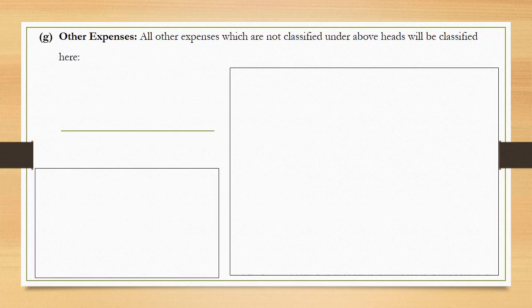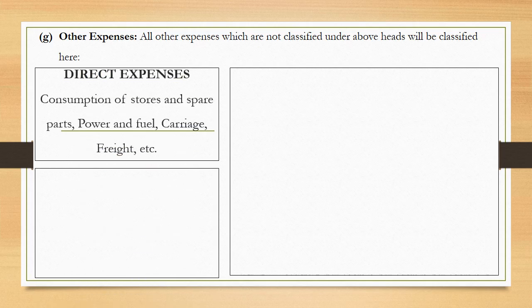Next is other expenses. The expenses which are not classified under any other above heads will be classified over here. This is again classified into three categories. Let us see other expenses. First category under this head is direct expenses. Direct expenses like consumption of stores and spare parts, power and fuel, carriage, freight, etc.